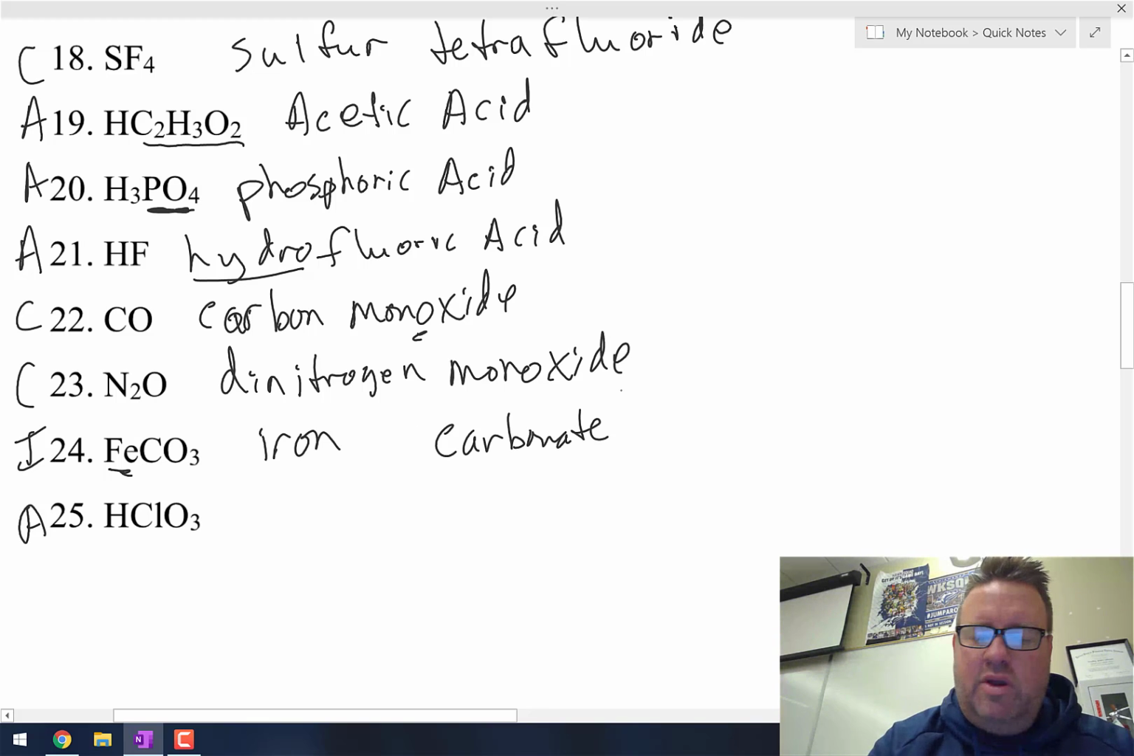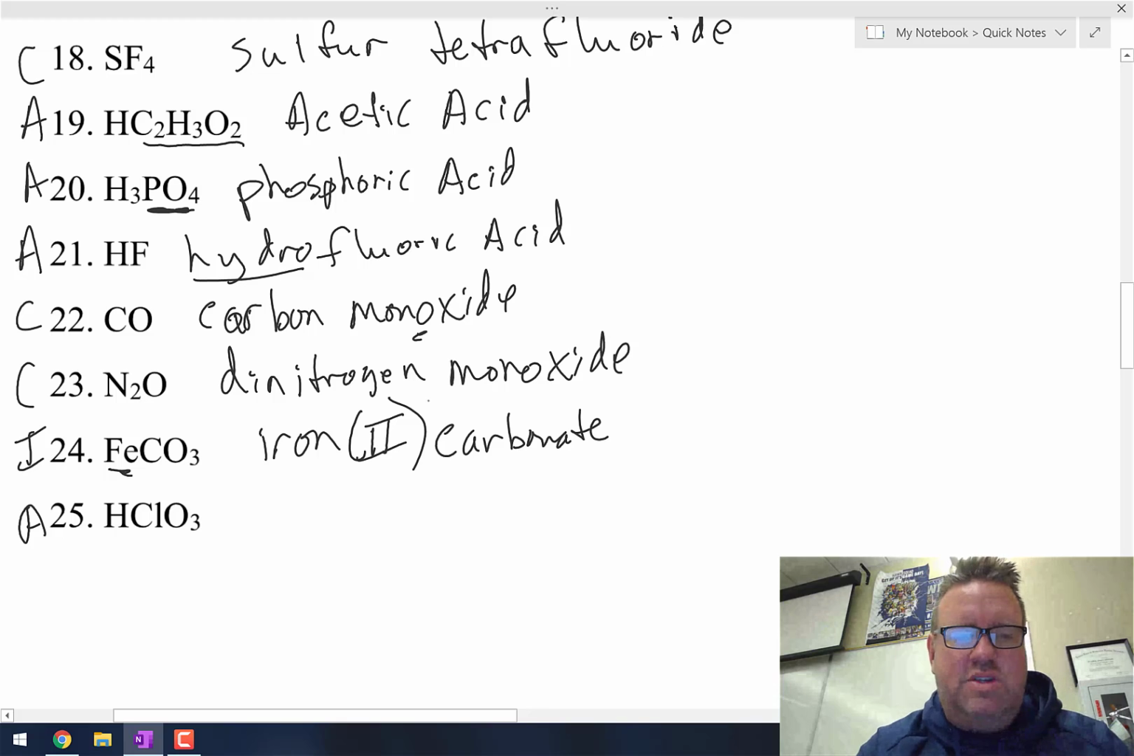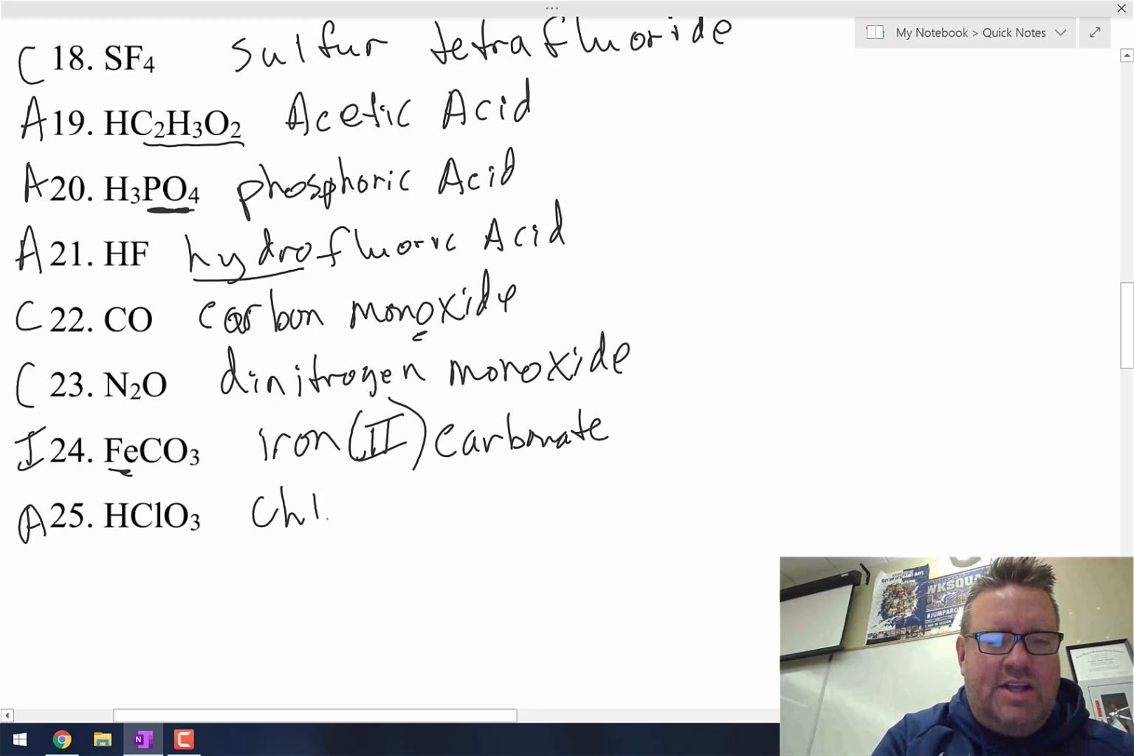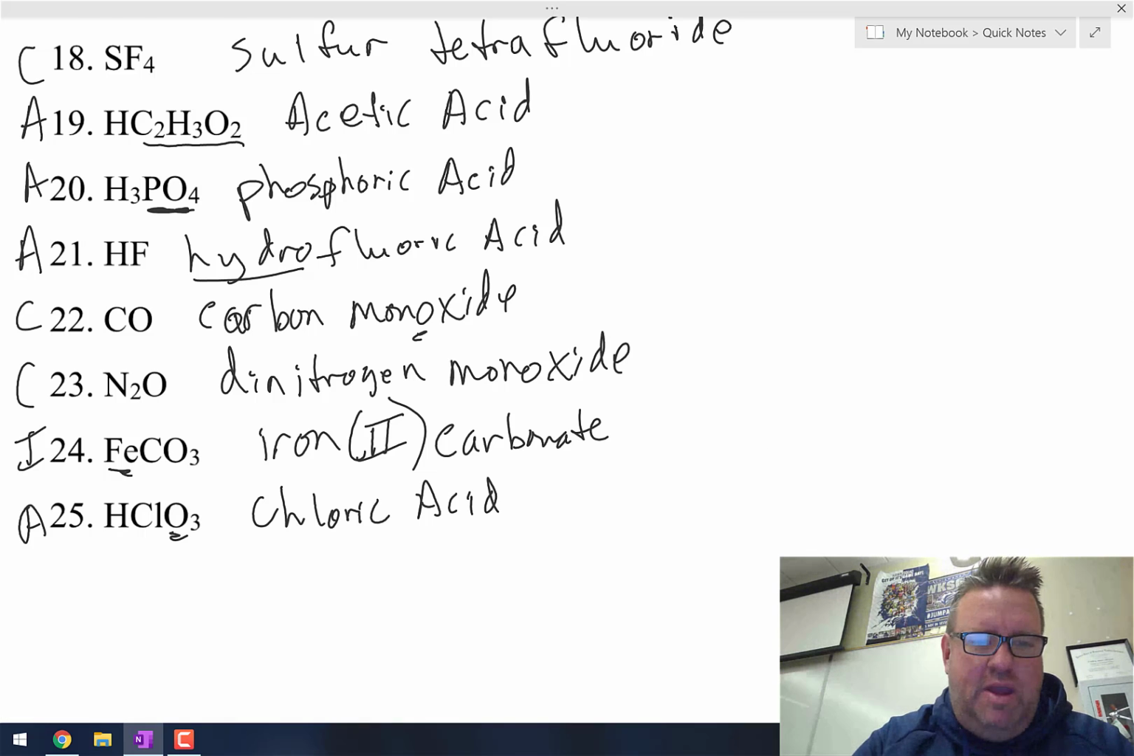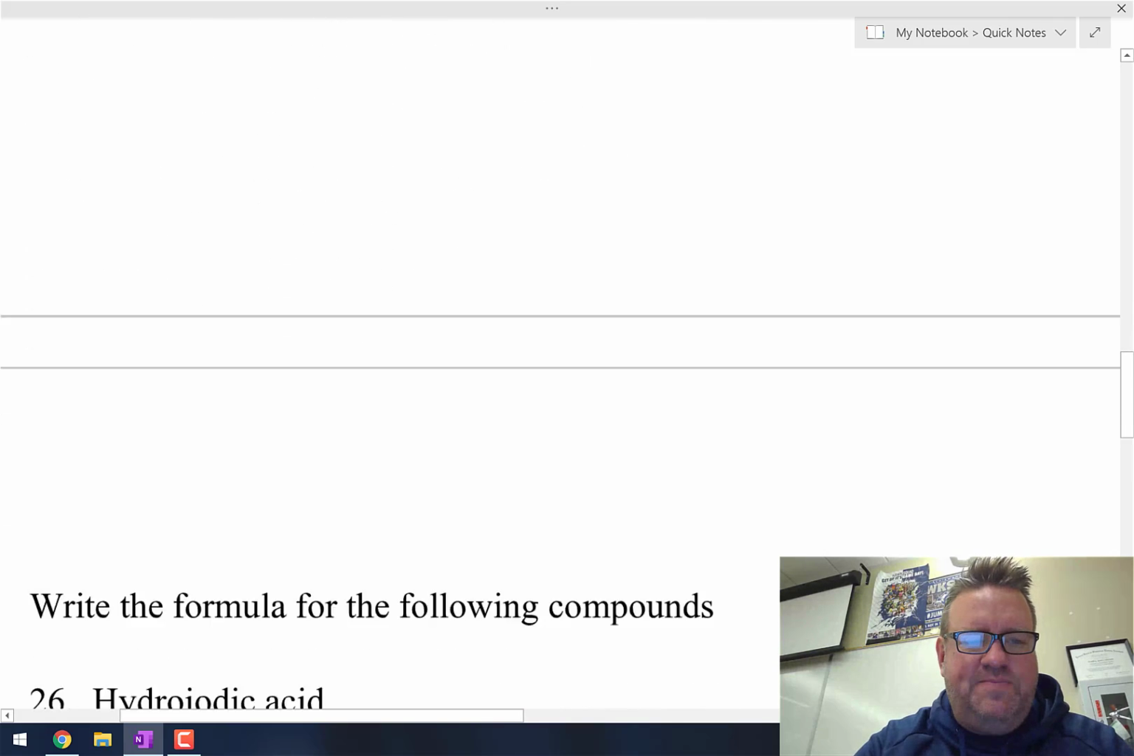And then I go and look, what's the charge on carbonate? Oh, it's -2. So to cancel that, the iron also has to be +2. And then our last one, chloric acid. Okay, it's got an oxygen, so no hydro in the front of it. Chlorate becomes chloric. Okay, and that would be those first 25.